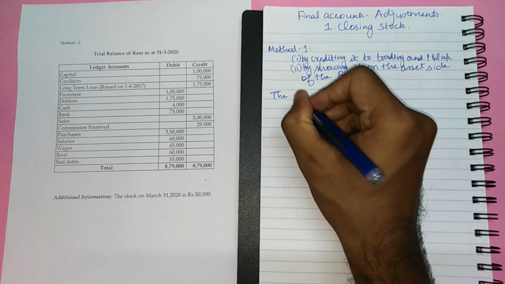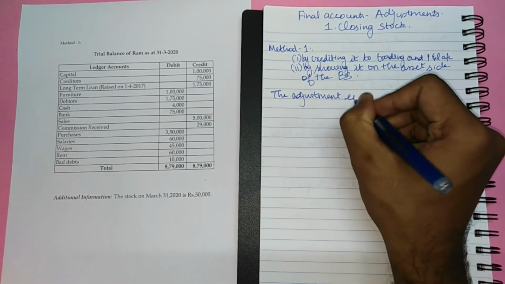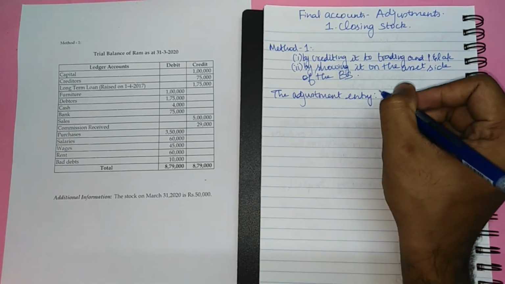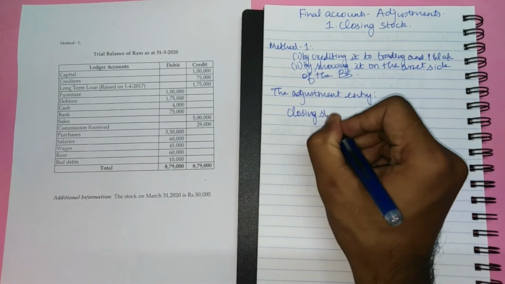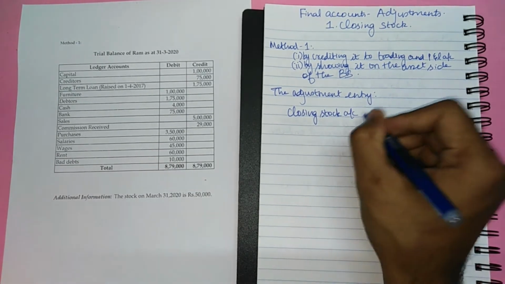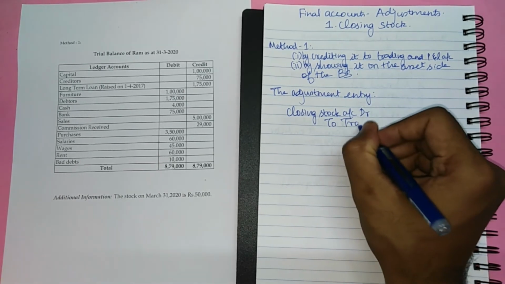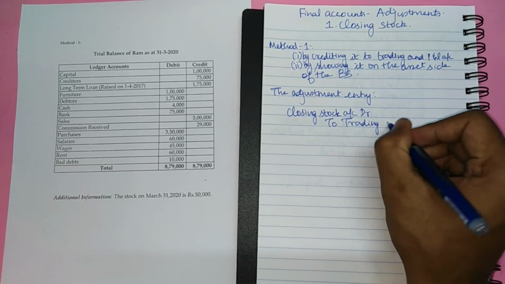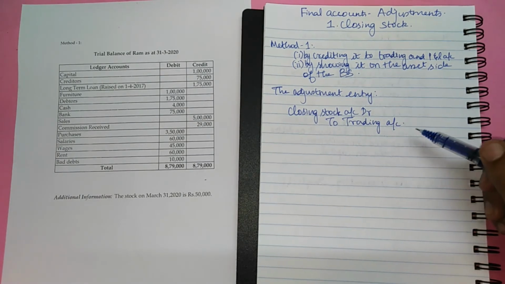The adjustment entry would be closing stock account debit to trading account. Here, why do we credit the trading and profit and loss account with the closing stock? This is to reduce the value of the closing stock from the purchases.